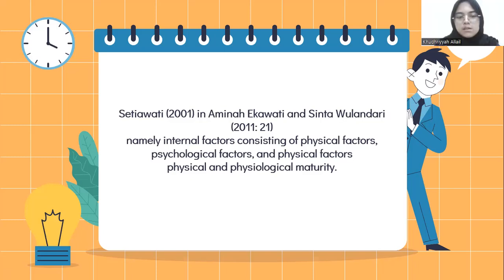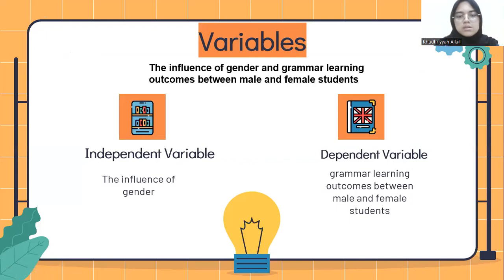Okay. For the next, we'll talk about the variables. Our variables are the influence of gender and grammar learning outcomes between male and female students. The influence of gender is the independent variable, and the grammar learning outcomes between male and female students is the dependent variable.